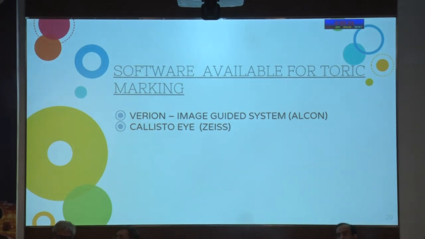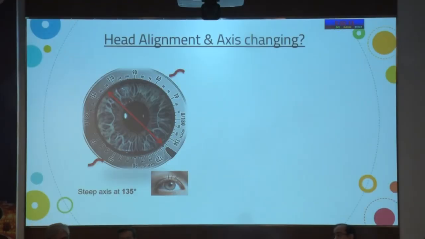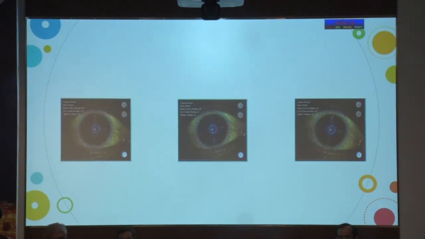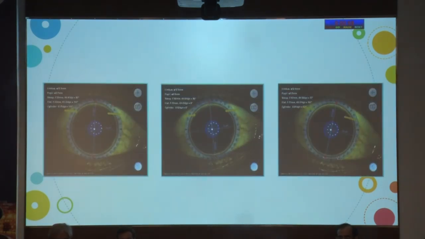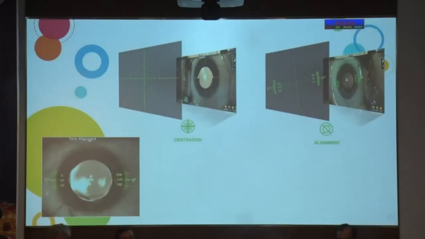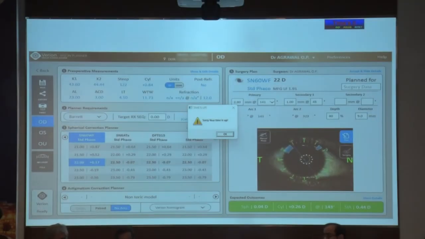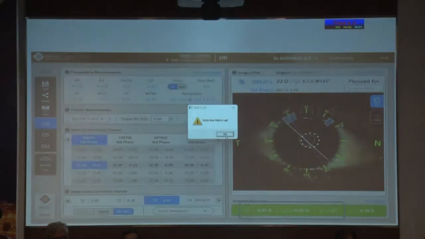Now a lot of software is available for toric marking like Verion and Callisto. So I'm not going into the detail of all these things. So this is by the help of Verion, we can mark in sitting position, and the same will transfer to our microscope in the operation theater.